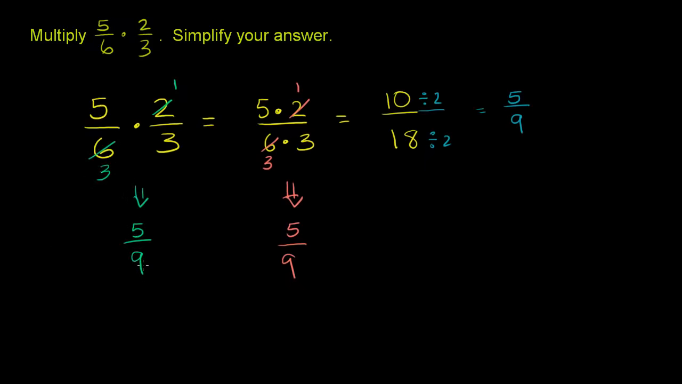So either way you do it, it'll work. If you do it this way, you get to see the things factored out a little bit more, so it's usually easier to recognize what's divisible by what. Or you could do it at the end and put things in lowest terms.